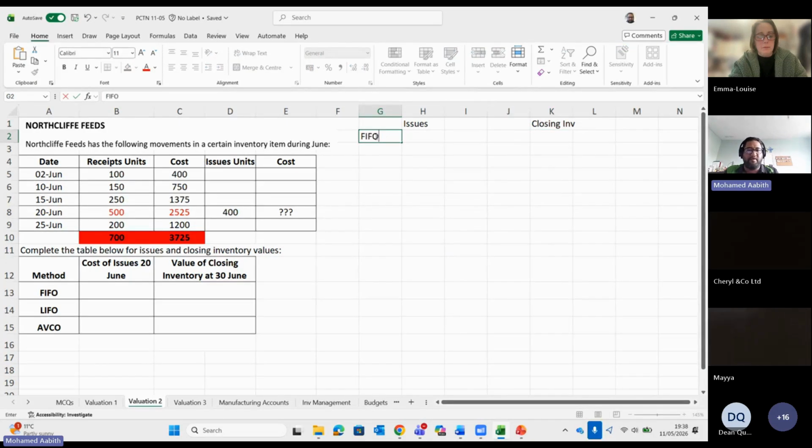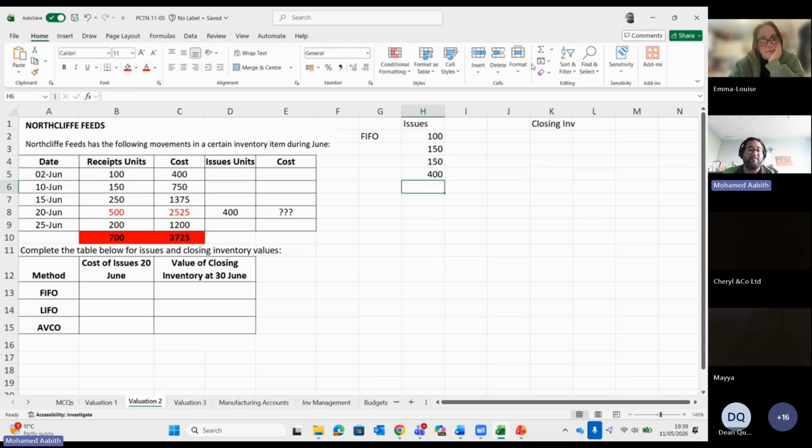If I'm doing the FIFO method, I need 400 units, so where am I going to take that from? First, I'm going to take the 100 units. Then I need to have 150 units. But is it still enough? No, I need a further 50 units from that lot. Because if you notice here now, no, not a further 50, I need a further 150. So that means altogether that is equal to 400.